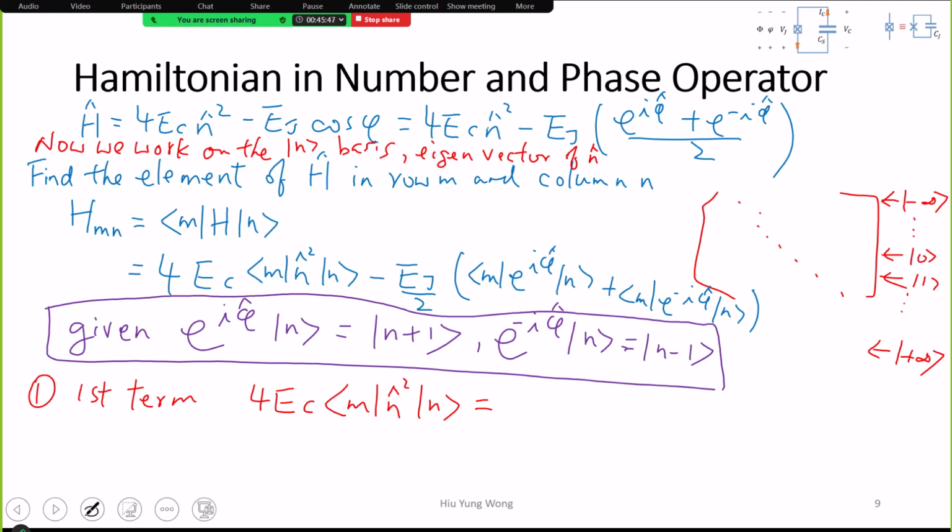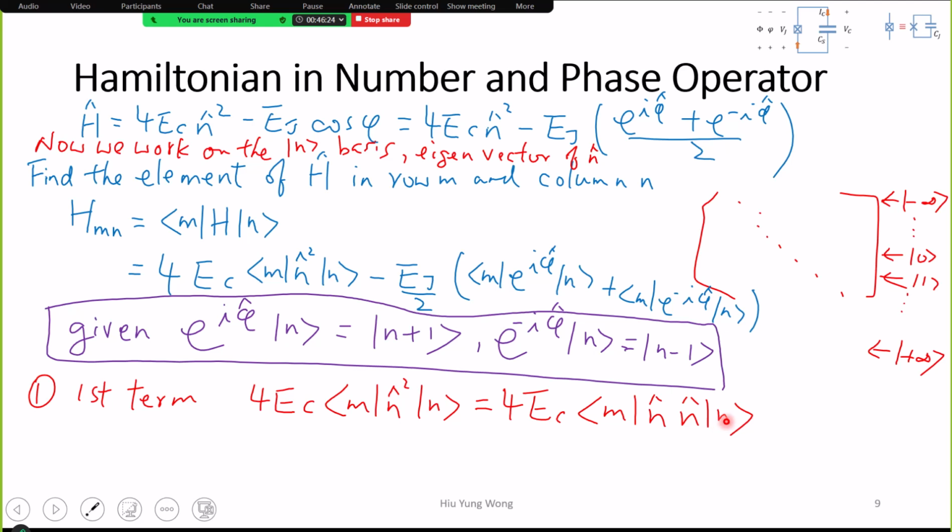If you cannot see it, let's look at this carefully. N hat squared is just n hat times n hat operating on n. Again, n hat is what? Is it a number, a vector, or a matrix? Matrix. So this is just matrix times matrix, right? What is n hat times n vector?